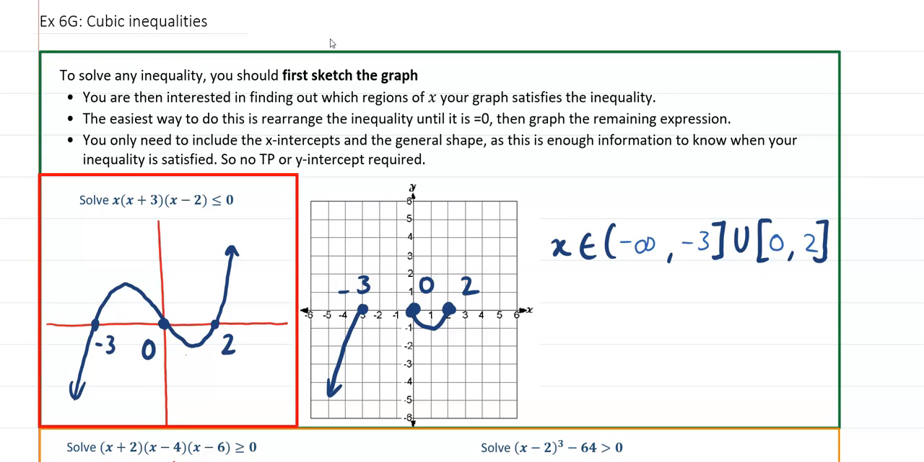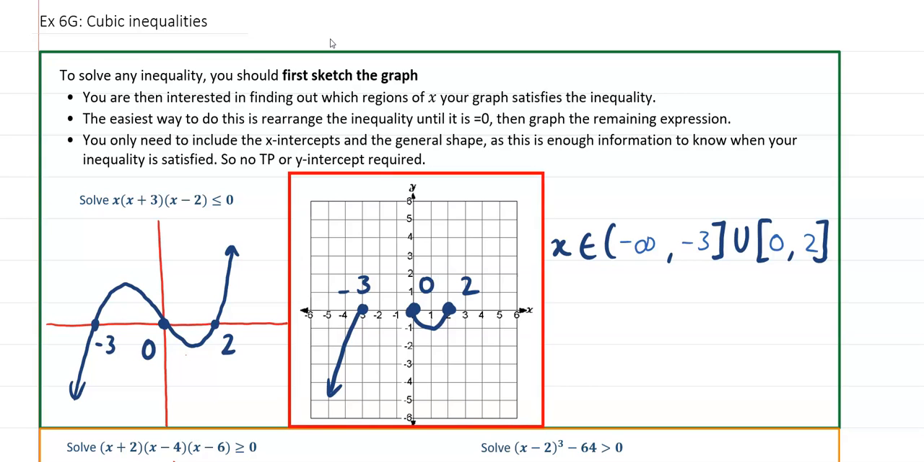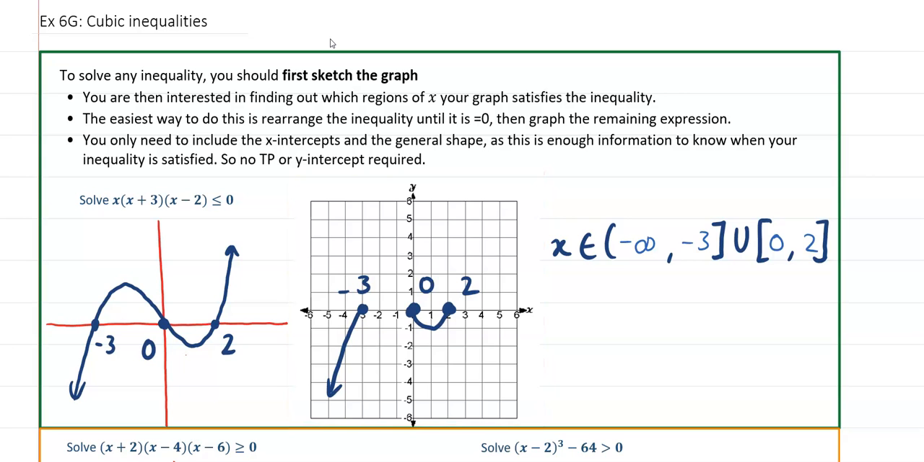So if we were solving this cubic inequality, x bracket x plus 3, bracket x minus 2, we know our x-intercepts are -3, 0, and 2, so we have the full sketch of the graph, and we're looking at where this graph is less than or equal to 0, that is, touching the x-axis or below. So you can see here we have the sketch of just those values, if we break it up into the parts there. We have -infinity to -3, all those x values that fit that, or 0 to 2, and we have square brackets there because it is an equal to sign in the original equation. So just keep that in mind.